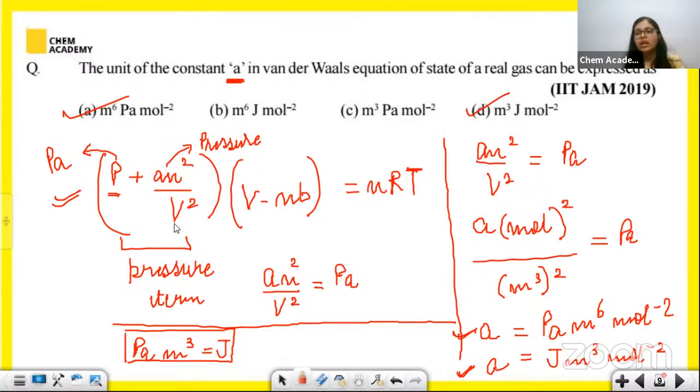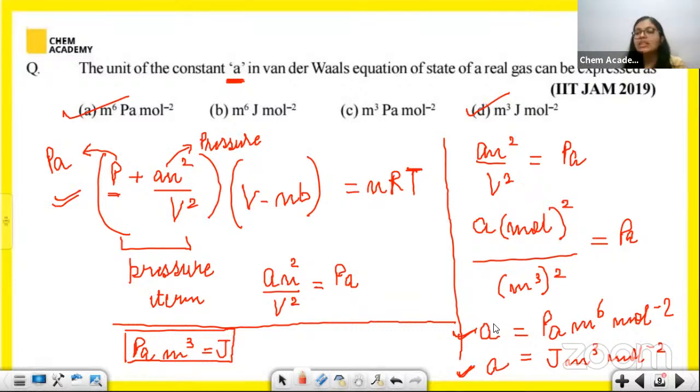So how can we do that? We know that P is pressure here, and only a pressure term can be added to another pressure term. So aN square by V square should be equal to Pascal. It must be equal to Pascal. Now, we will substitute the unit for these in this equation. A will come as it is since we have to determine its unit. Then in place of N, we will write mole. So it will become mole square, and in the denominator, in place of volume, we will write meter cube, and the square will remain as it is.